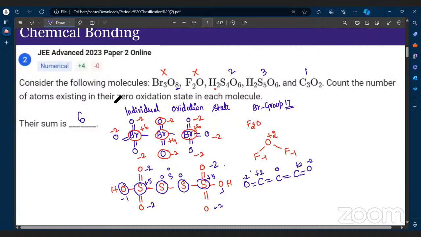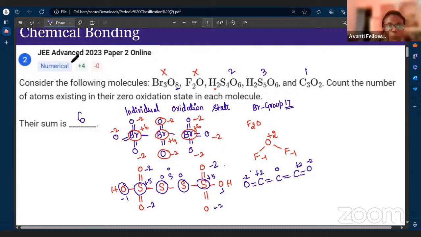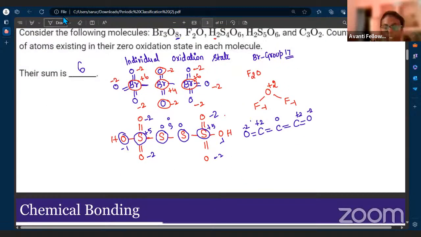Okay, so is this question easy? Yes, it was a PYQ question which was asked last day. Fine. Now moving to the next question.